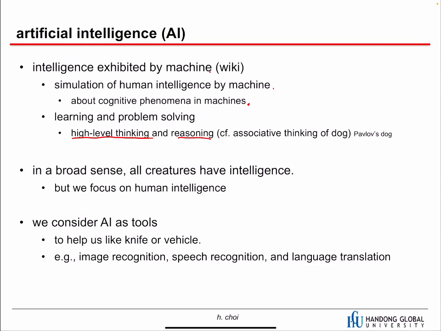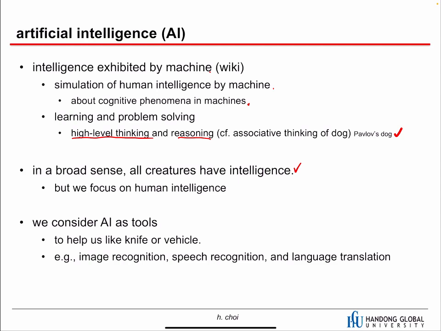I think you might have heard about Pavlov's dog. He can learn some things, right? But that is not the learning that we are interested in AI. In a broad sense, all creatures have intelligence, but we focus on human intelligence. Basically, we focus on human intelligence because humans develop AI, and also AI is evaluated by human intelligence. And the goal or direction of AI is also human intelligence. So we focus on human intelligence.